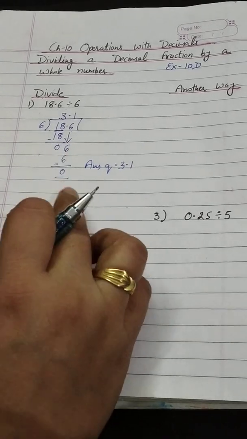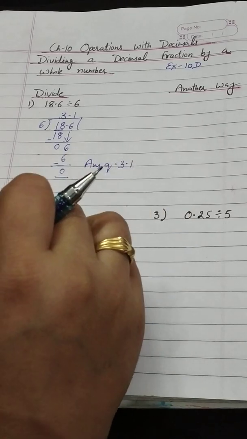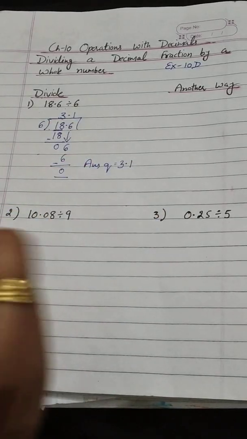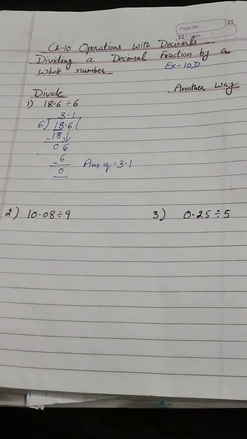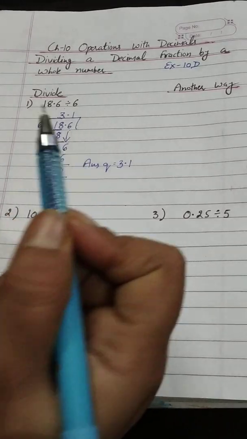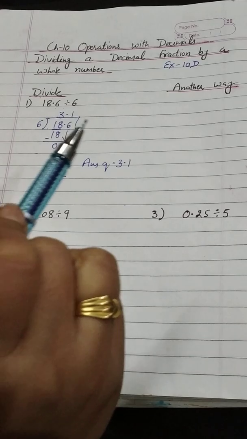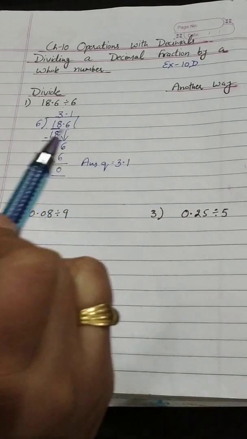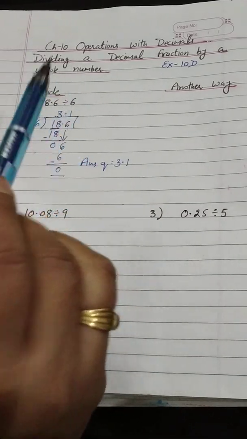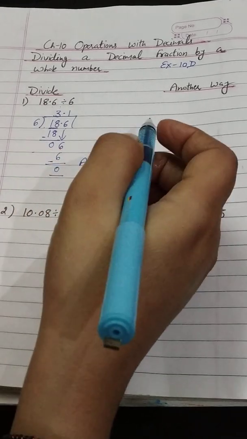We can do this in another method also. In this case, firstly, ignore the decimal point. We have some steps to do this. Firstly, divide as a whole number. Then count the decimal places. And the last step is to put the decimal point from right to left. In this way, we will follow these steps and then you will get the answer. Now see how to do this.